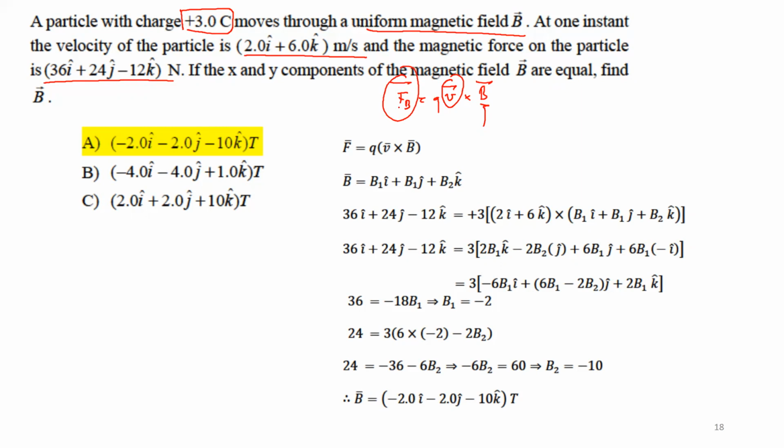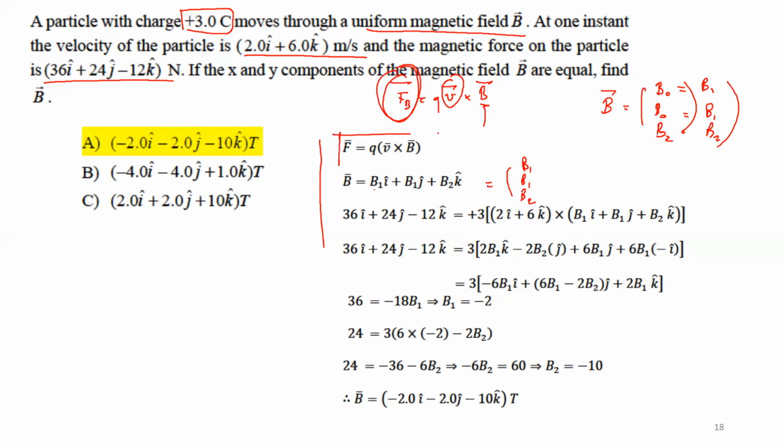So the X and Y components of B are equal. So B will be, let me call it, along X, B naught, along Y, B naught, and along Z, I will just have B_Z. So along X and Y, they are the same. Now the question is, knowing F_B and knowing V, find me B. That's it. So this is what we do. Here I just call it B1, B1, B2.